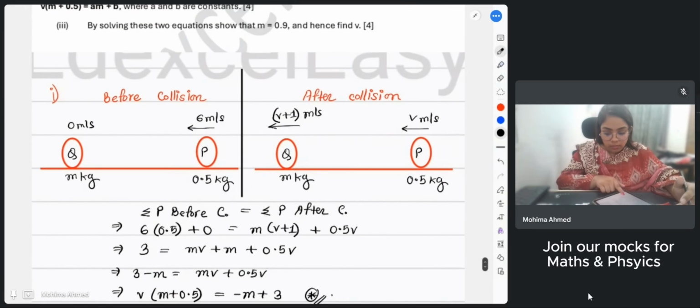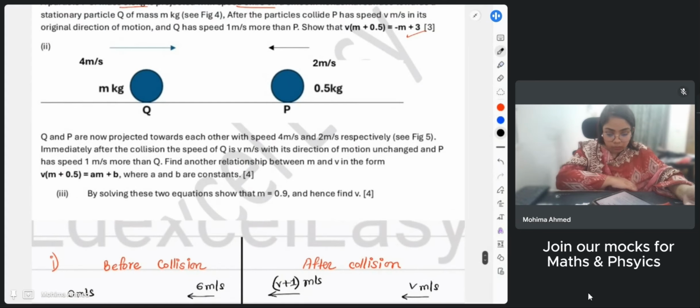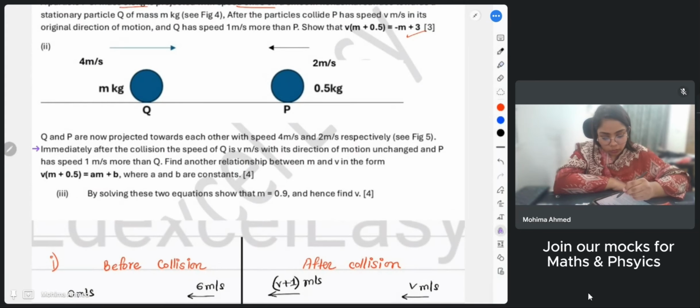For part 2, again, they have provided you with another scenario that Q and P are now projected towards each other with speed 4 and 2 respectively. Immediately after collision, the speed of Q is V and its direction of motion is unchanged, and P has speed 1 meters per second more than Q. We need to find another relationship between M and V in the form of this, where A and B are constants to be found. And by solving these two equations, we have to show that the mass of object Q was 0.9, and also find out the value for velocity.